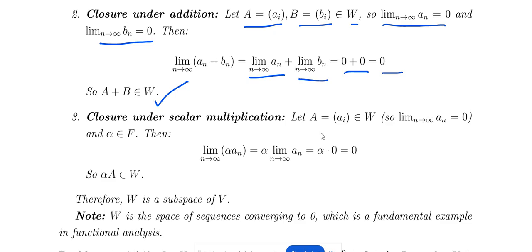Okay. So closure and scalar multiplication. A belongs to W means the sequence ai has limit n tends to infinity A n equal to 0. Now alpha belongs to F, so limit n tends to infinity of alpha into an is alpha times the limit of an, which is alpha times 0, equal to 0. So alpha A belongs to W. So W is a subspace. See how simple it is. Mostly in CSIR NET they ask questions based on this subspace. Okay.